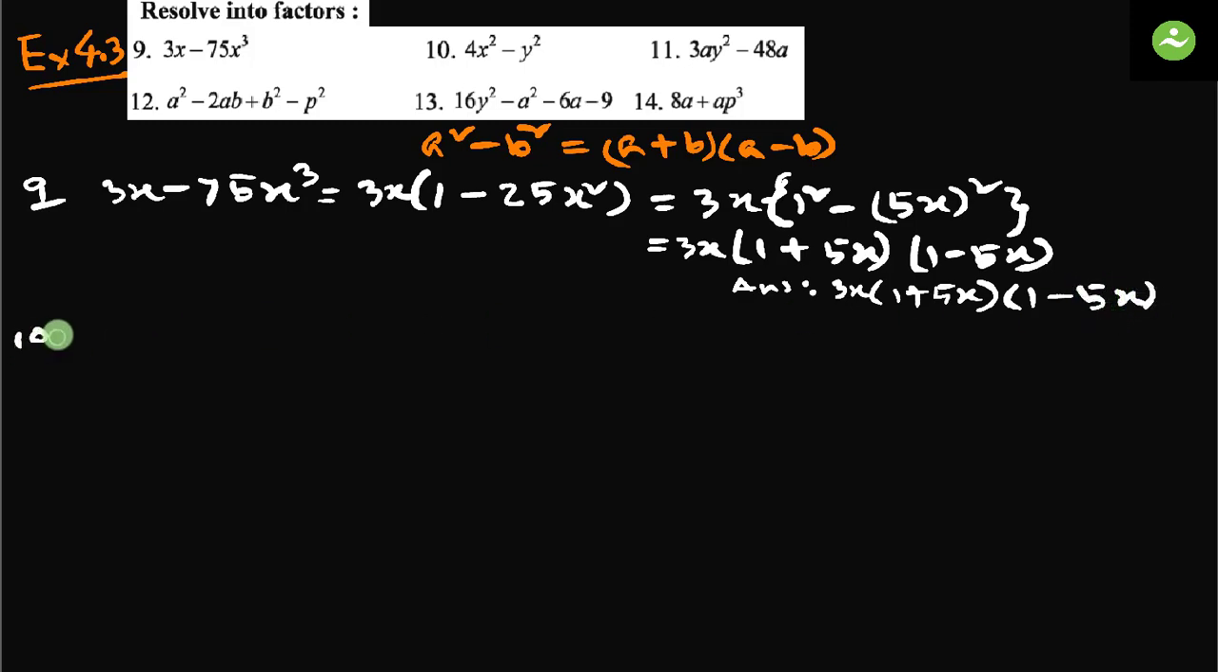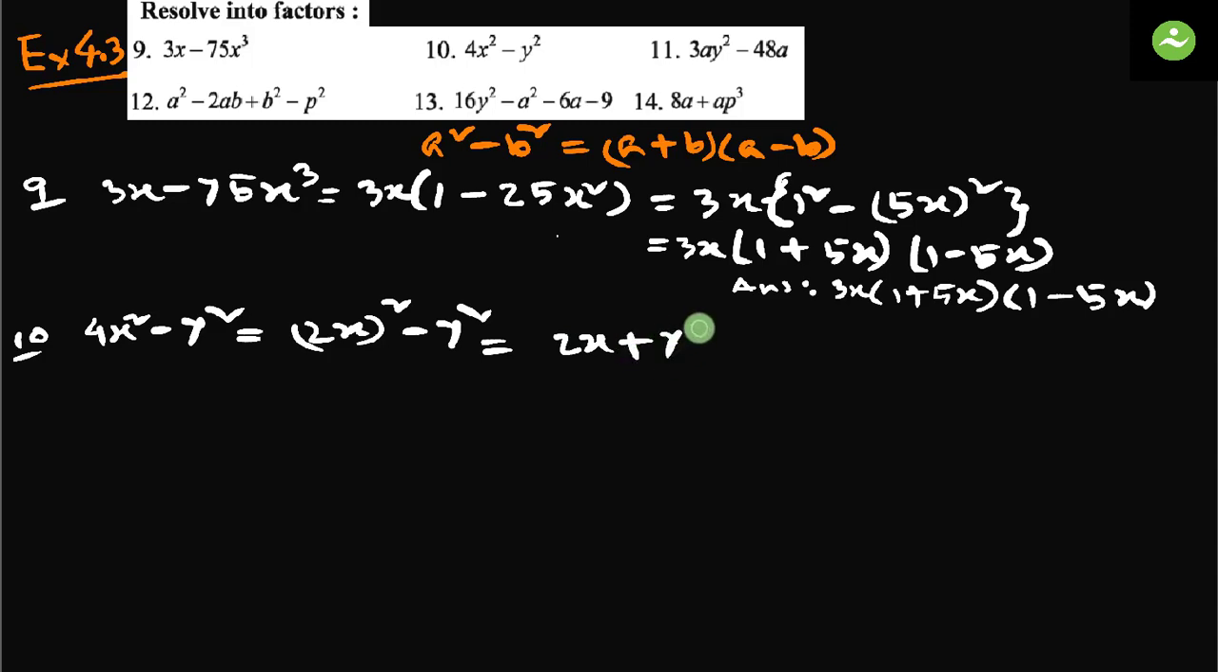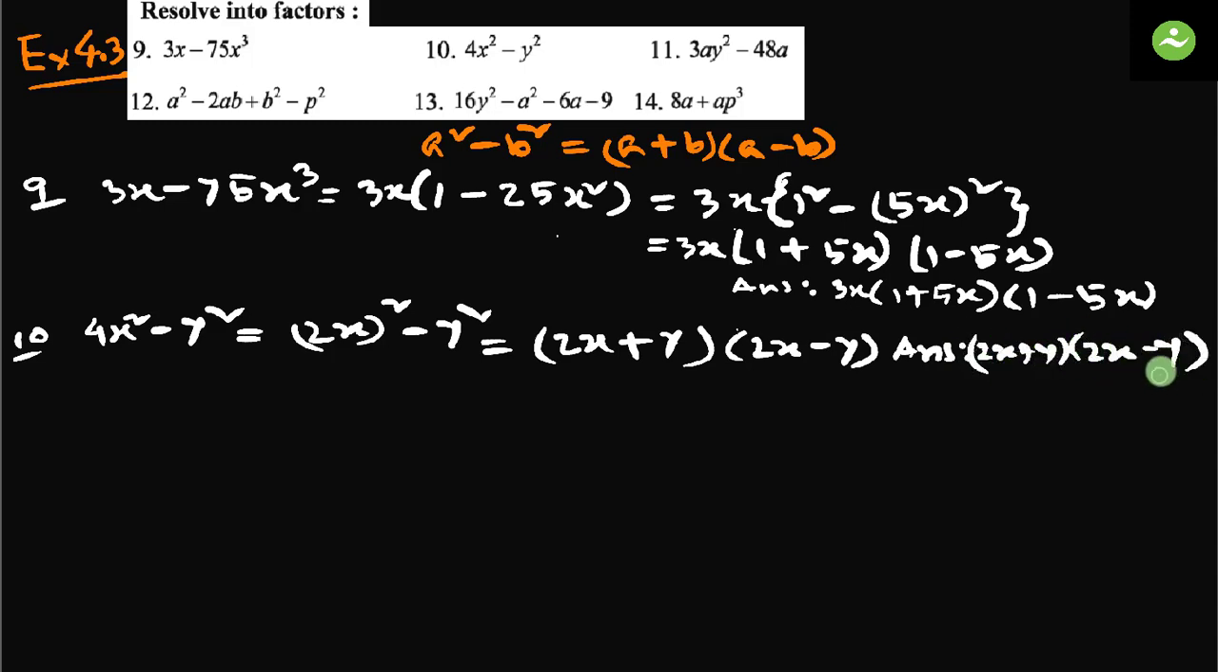Number 10. 4x square minus y square. We can write it as 2x whole square minus y square, and we can straightaway apply this formula a plus b, a minus b, where 2x is a and y is b. 2x plus y into 2x minus y, and that is the answer. Answer: 2x plus y into 2x minus y.